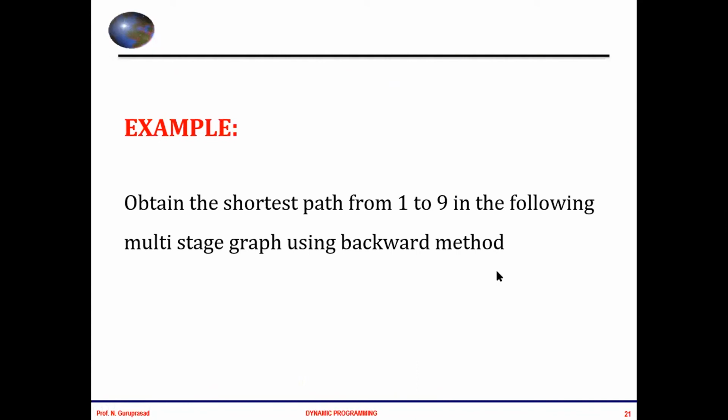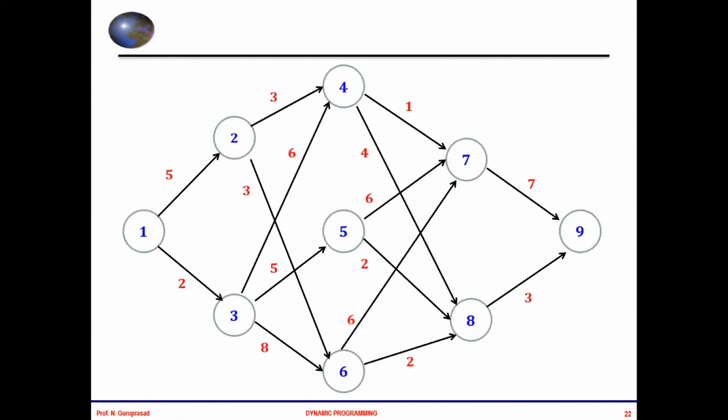Take down. Obtain the shortest path from 1 to 9 in the following multi-stage graph using backward method now. Using backward method. With small changes, more or less it is same. Instead of coming from 9, we are going from vertex 1. Okay, we are going from vertex 1, and you don't need to redraw the graph because for this method, I am considering the same graph, so don't waste time. You can write your given data.